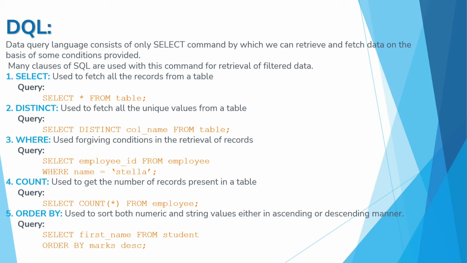So in order to fetch all the unique values from a table, we use the DISTINCT command. Its query is SELECT DISTINCT column name FROM table. So we are selecting here only unique column values.